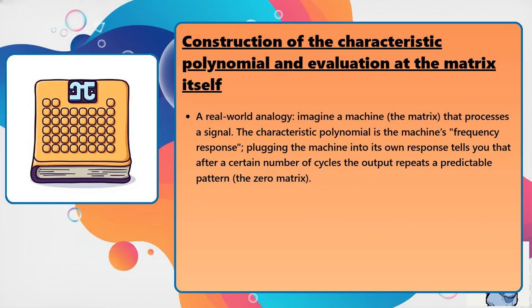A real-world analogy: imagine a machine, the matrix, that processes a signal. The characteristic polynomial is the machine's frequency response. Plugging the machine into its own response tells you that after a certain number of cycles, the output repeats a predictable pattern, the 0 matrix.